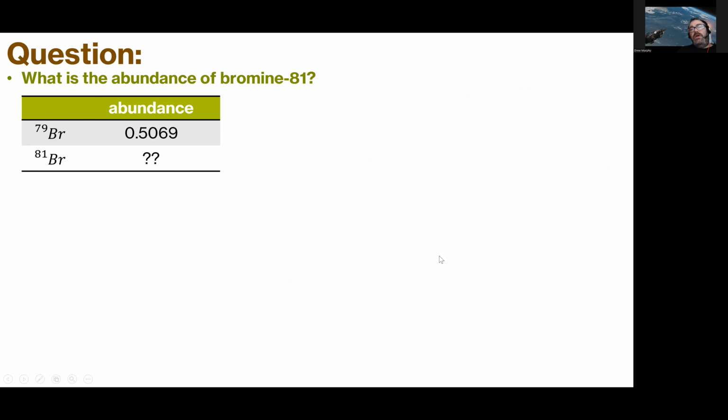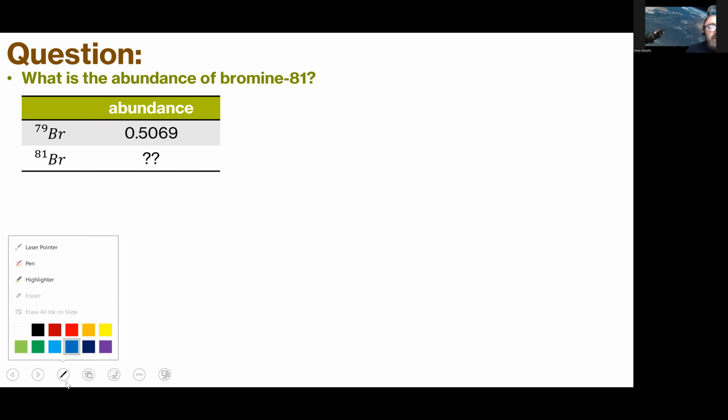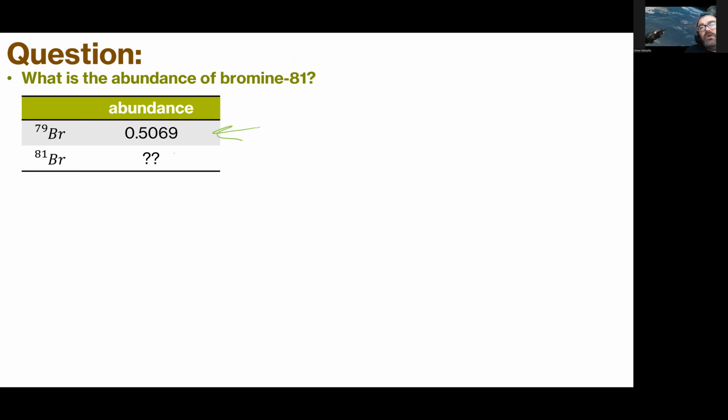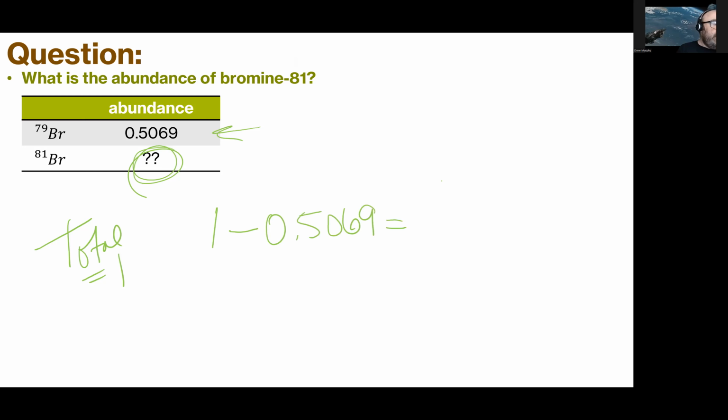One more example. Another halogen, bromine. Bromine has 2 main isotopes, bromine 79 and bromine 81. We know the abundance of bromine 79, and we want to know the abundance of bromine 81. Remember what we said about total abundance a minute ago? The total abundance is 1. We know there's 2 isotopes here, so these 2 things have to add up to give us 1. So 1 minus 0.5069 gives us 0.4931. And so this is the abundance of bromine 81.